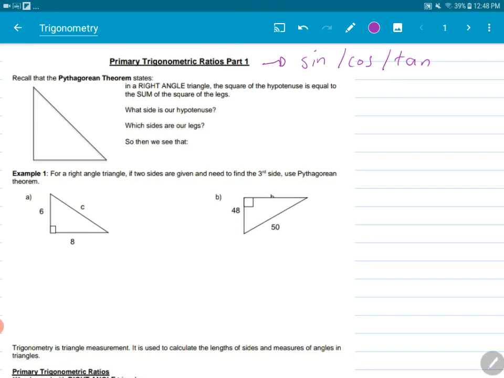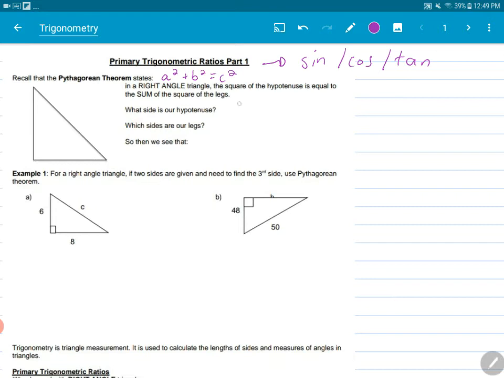But first we're going to recall that the Pythagorean theorem states, you can add that in there, a squared plus b squared equals c squared. And you definitely remember that formula. It always has to do with right triangles. So in a right triangle, the square of the hypotenuse, which is c, is equal to the sum, when you add up, the square of the legs, a squared plus b squared.